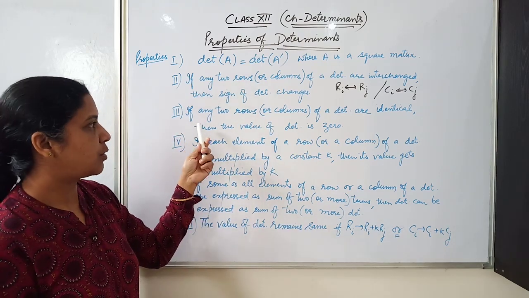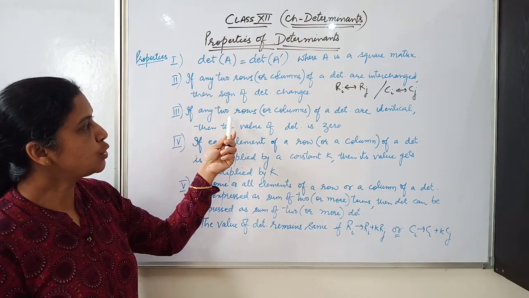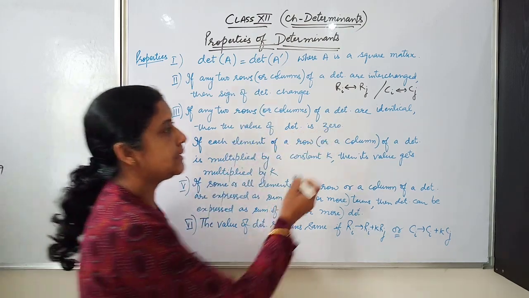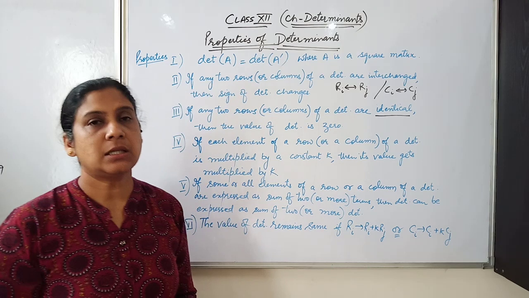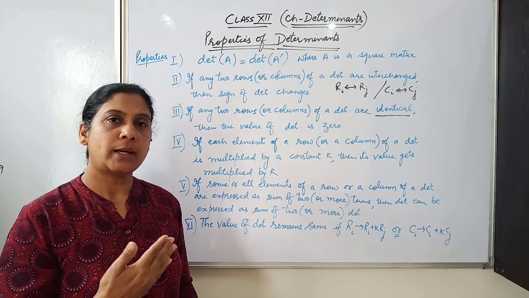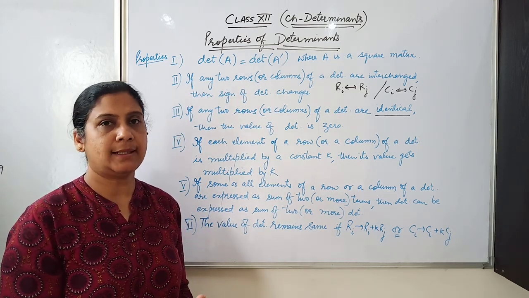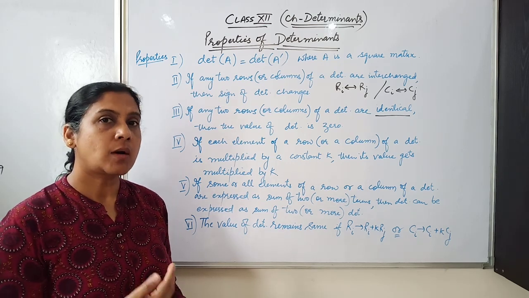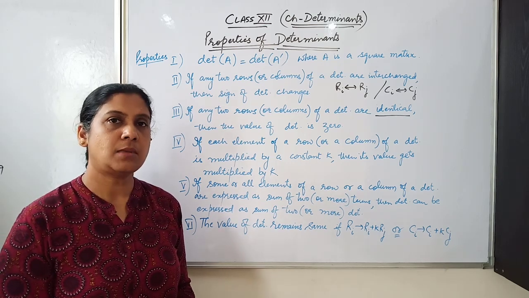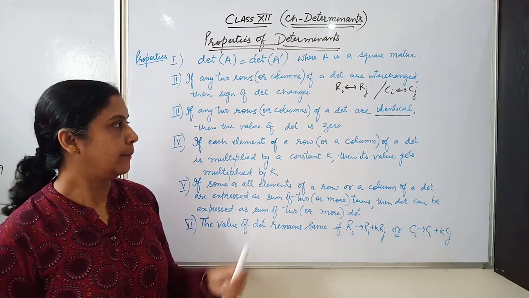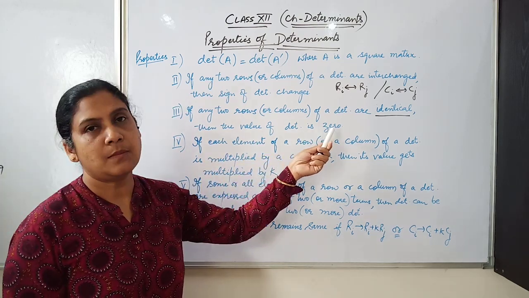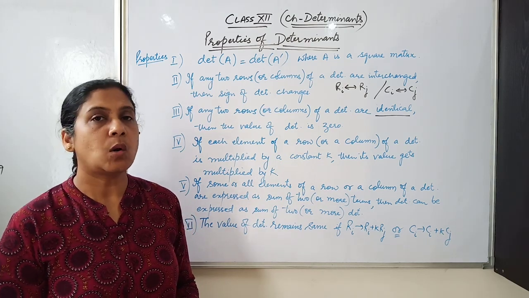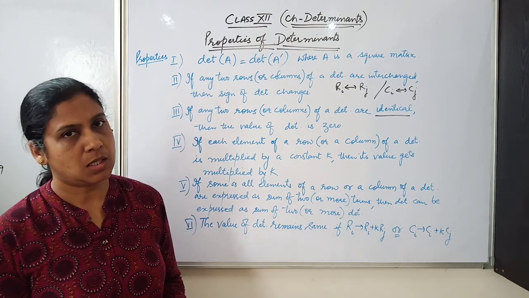Next comes the third property. If any two rows or columns of a determinant are identical, when we say identical, it means the corresponding elements of any particular row are the same as another row, or the corresponding elements of any column are the same as another column, then the value of the determinant becomes 0. In simple language, we say the determinant vanishes. The whole determinant will come out to be 0.